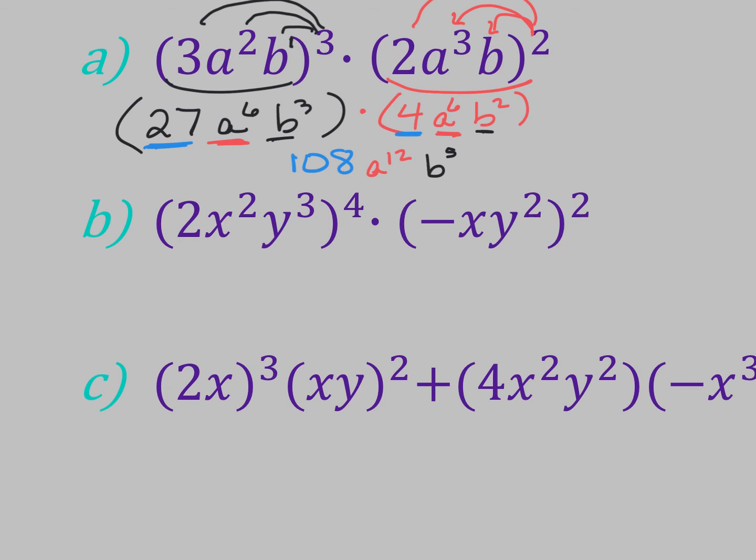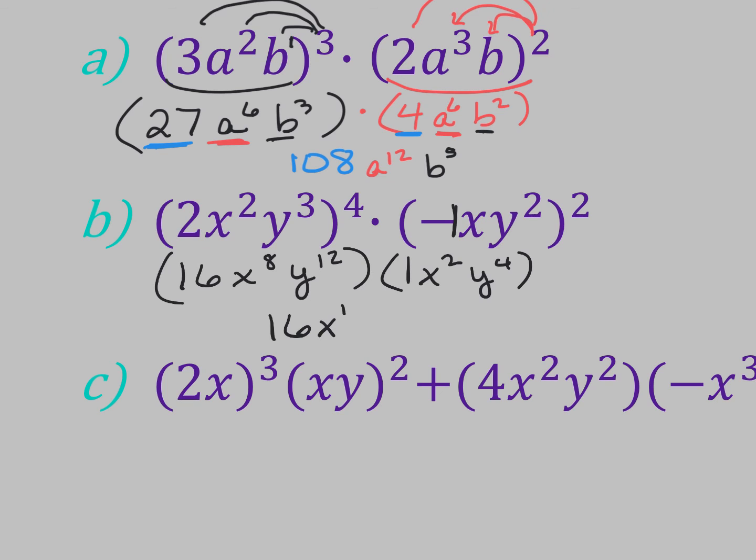Again, the 4 is going to go to the 2. So 2 to the 4th power is 16. When I put it on the x squared, it becomes x to the 8th, y to the 12th. Same thing here. This, I can assume it's a negative 1 here. So this becomes positive x squared, y to the 4th. Again, I'm going to multiply. I can assume the 1 there. So 16, x to the 10th, y to the 16th.